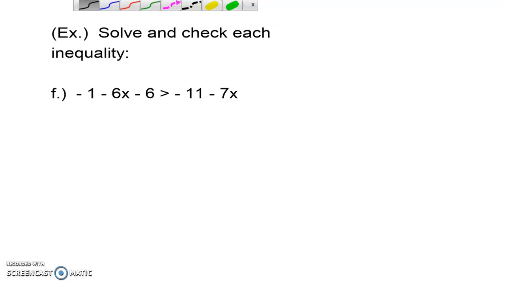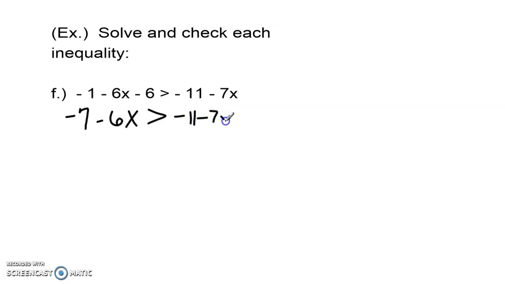So what I would do is I'd look at the left side here, and I would see, are there any like terms that I could combine on the left side? Negative 6 and negative 1. So a negative 1 minus 6 is a negative 7. So we can rewrite the left side to show negative 7 minus 6x is greater than negative 11 minus 7x.